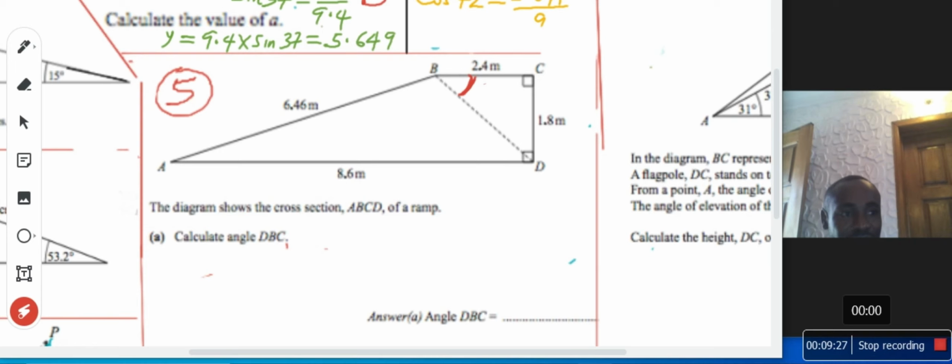This is a past question. What I'm saying is, assuming you didn't know how to name angles, you won't know where angle DBC is. First of all, where do you think angle DBC will be? It is this angle. DBC will be this angle. Do you understand? So this is the angle they want us to find.